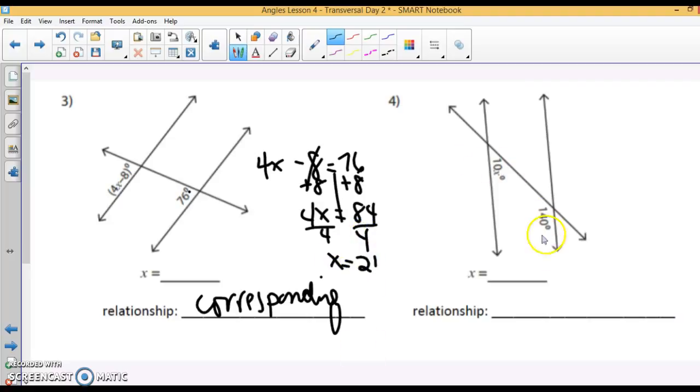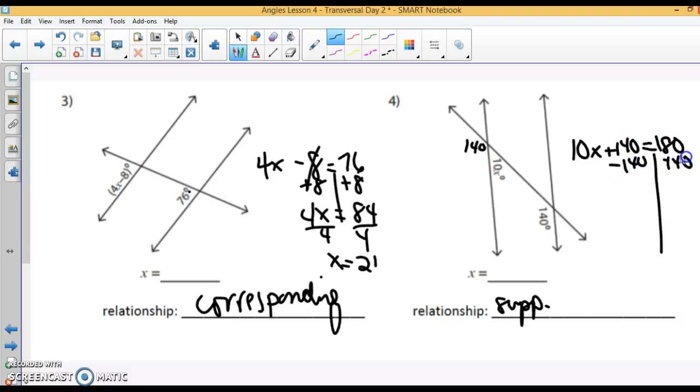Now, hard to see the relationship here. They are same side interior. Slide 140 to the same spot in the other column. They are supplementary. So, my equation is going to be 10x plus 140 equals 180. Subtract 140, and you end up with 10x is 40, divided by 10, x is 4. The key here is to find the relationship. Slide your angles so they are in the same clump, and then it's easy to see their relationship.